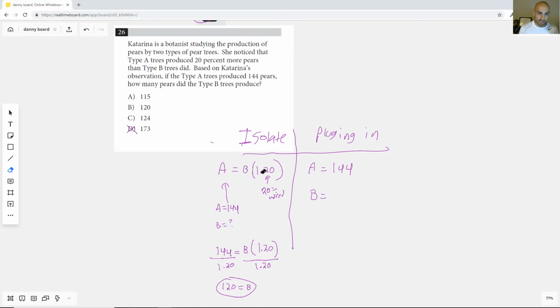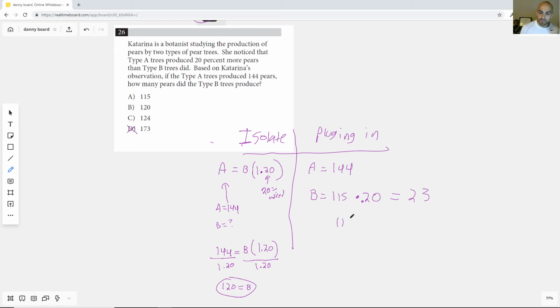So let's say that we think it's A, right? We think pear tree B is producing 115. Well, what's 20% of 115? Well, we still multiply by 0.2, or 0.20. And what's 20% of 115? 0.2 times 115 is 23.